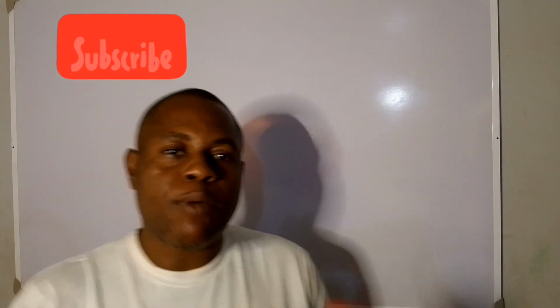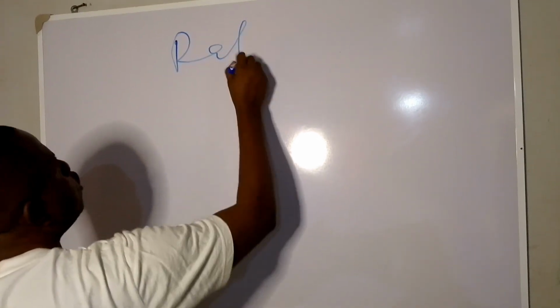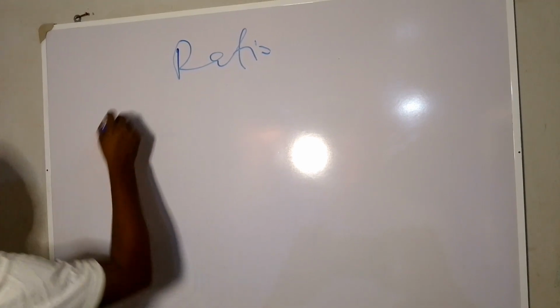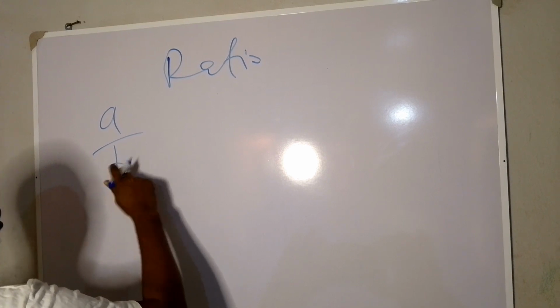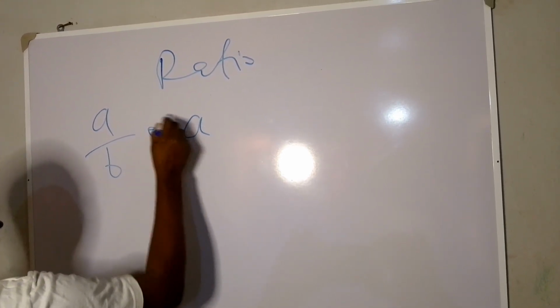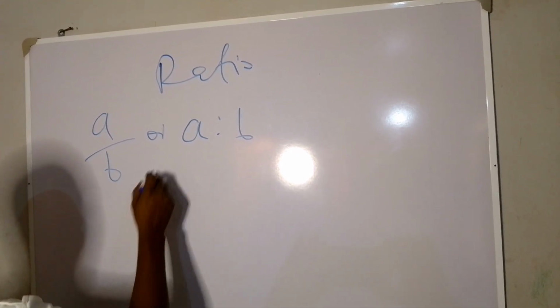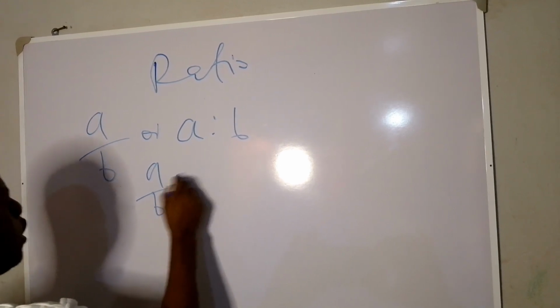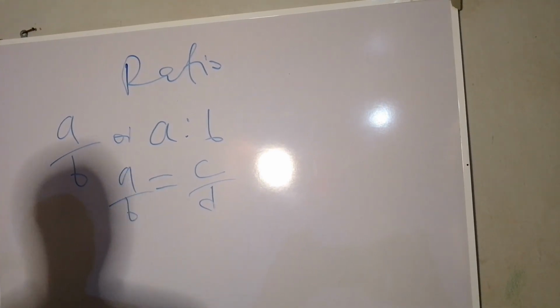Today's class we are dealing with ratio and proportion. Ratio is a mathematical comparison of two numbers of the same type. For example, you have A is to B, or A ratio B. A ratio B can be equal to C ratio D.